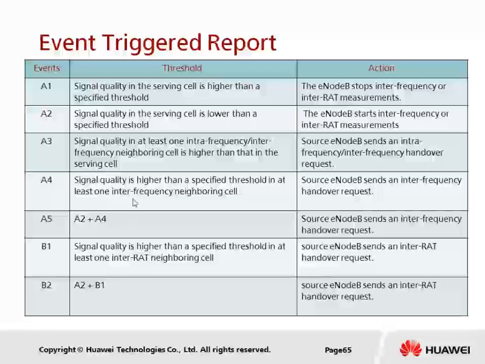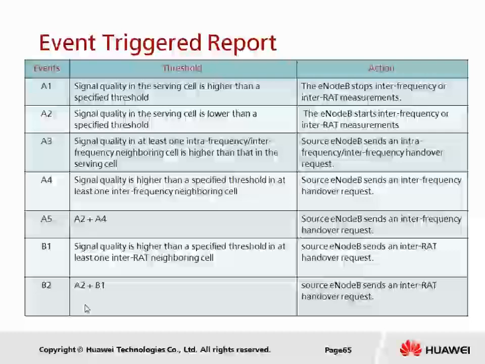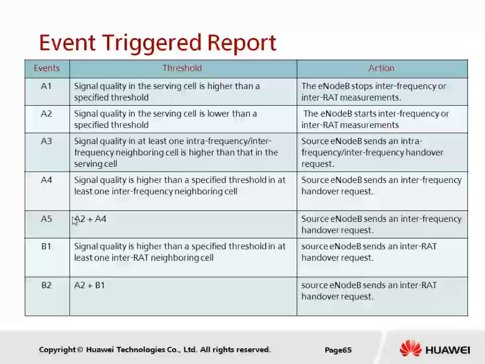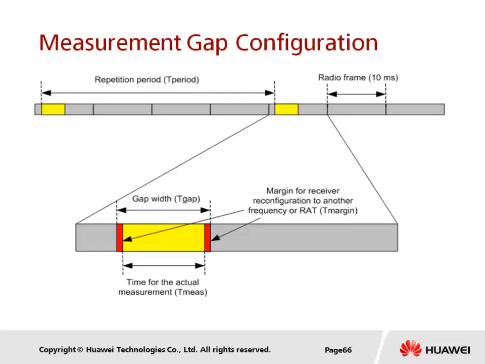Event B1 is similar to event A4, but that is for IRAT handover. Event B2 is the same as event A5, but again, this is for IRAT handover. In the measurement config, if the measurement configuration is meant for inter-frequency or IRAT measurement, then the configuration of the measurement gap has to be included.